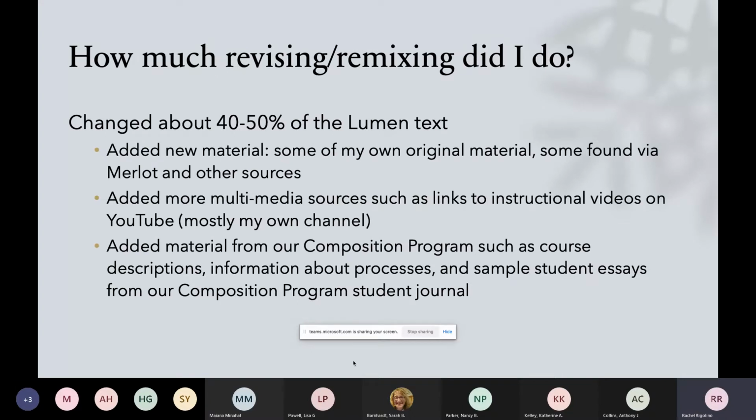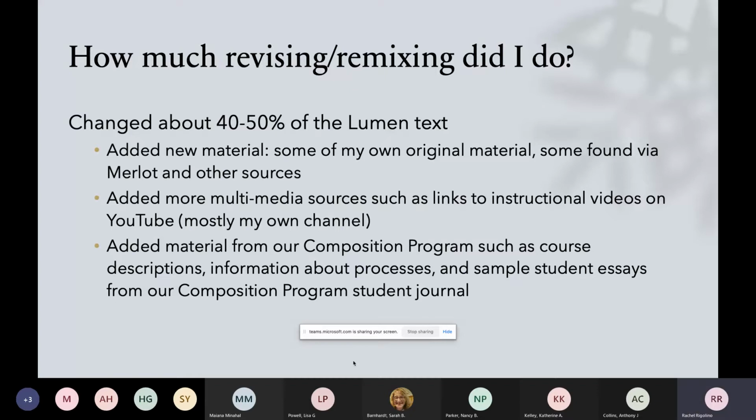So how much revising and remixing did I do with that Lumen textbook? My Lumen OIT person looked and said, wow, you changed about 50% of this text. And I guess I did. So again, beginning with a text, whether you use Lumen or some other text, if you're going to be doing this in your department, your courses, bring in something so that when you're remixing, you have a base.